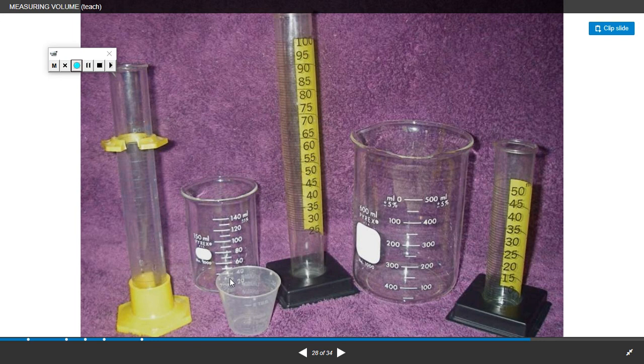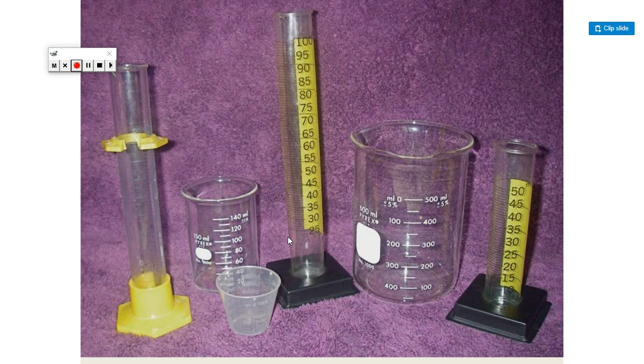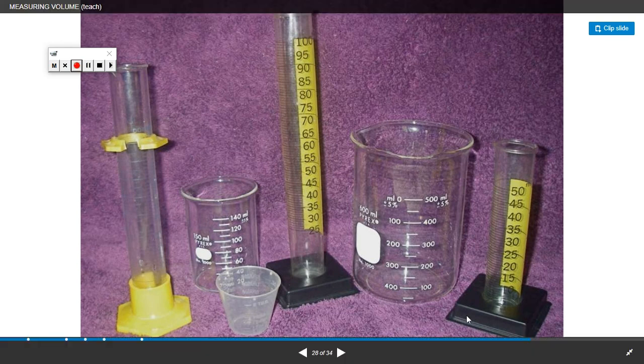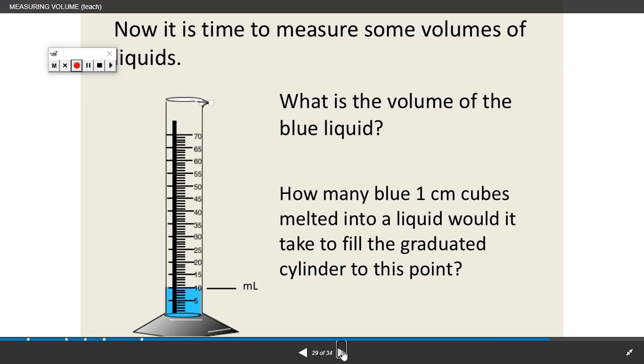Graduated cylinder. I can measure it with a graduated cylinder, and the unit now will not be cubic meter or cubic centimeter, it will be milliliter. Milliliter is the main unit of how to measure the volume of the liquid. Okay, now what is the volume of the blue liquid here?